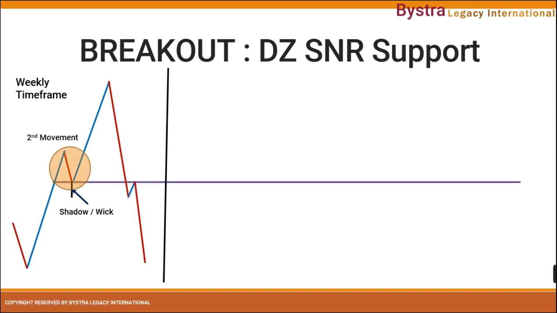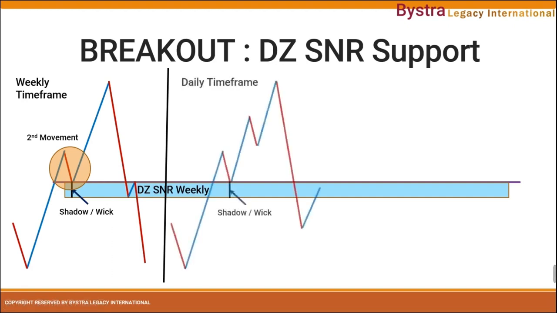Then we draw the horizontal line in this area, which is the edge of the support of the second movement. Then we change back to the candlestick chart and mark the zone from the edge of the support all the way down to the shadow. Let's look at the daily time frame. In the daily time frame, everything remains the same. This will be our danger zone SNR weekly.